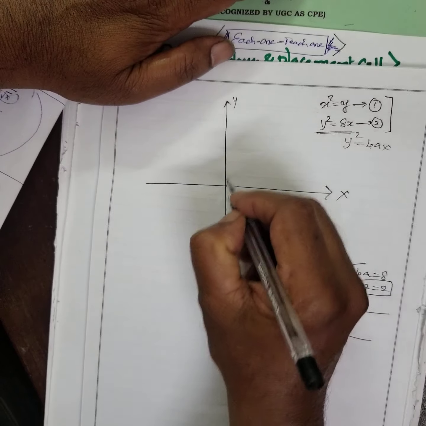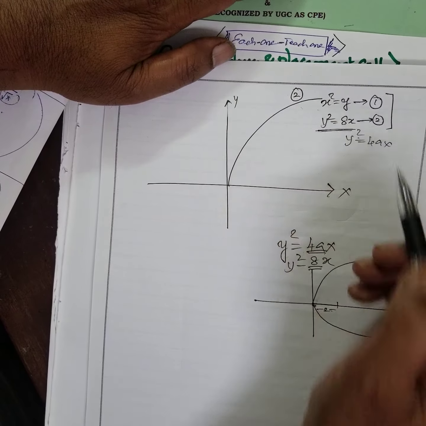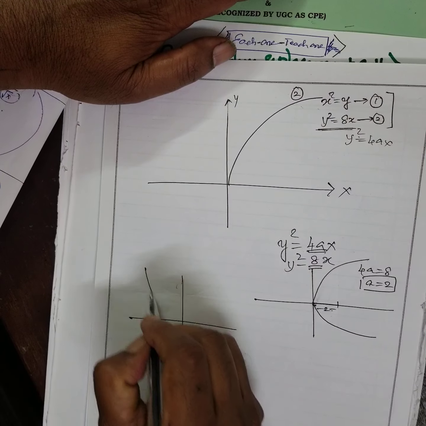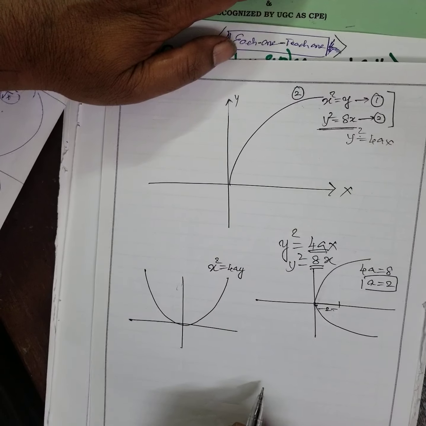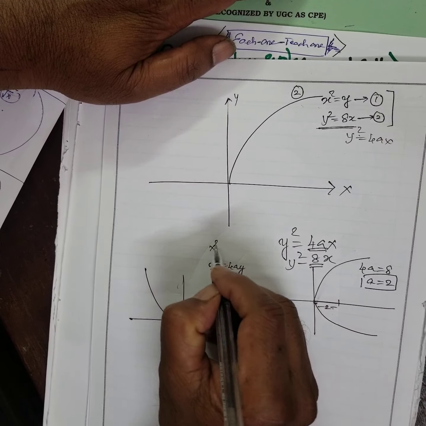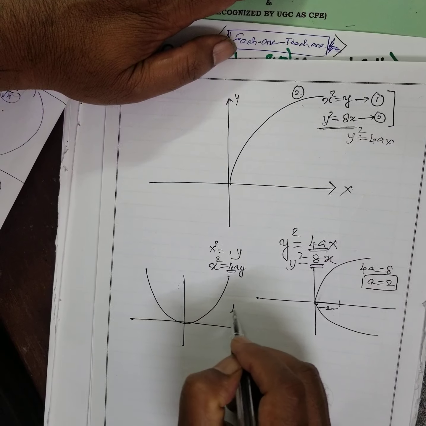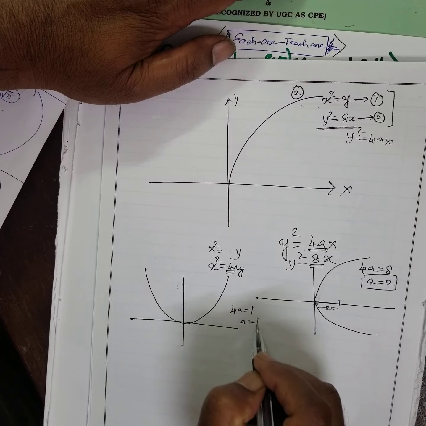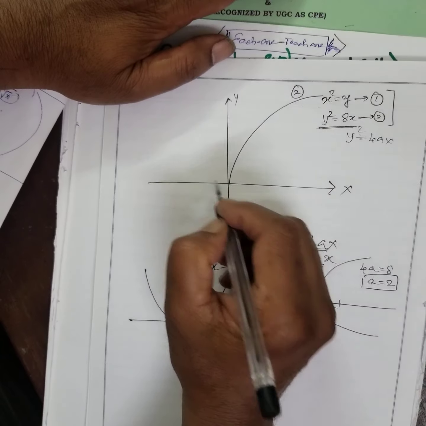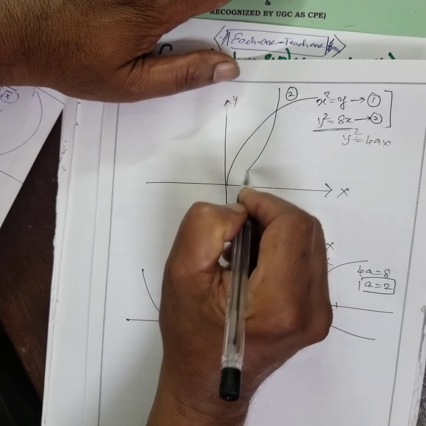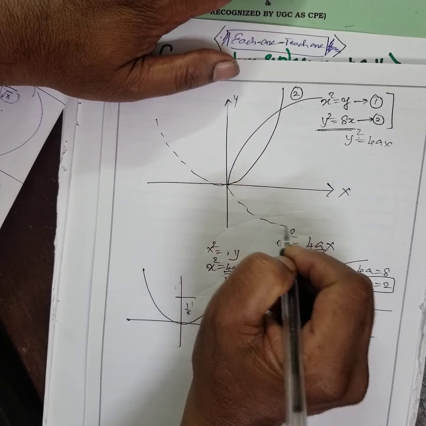Now, first I draw the curve like this. This is the second curve. Now, you know this curve also. This is called x square is equal to 4ay. Here x square is equal to y is given, so 4a is equal to 1, or a is equal to 1 by 4. Therefore, the curve for this will be like this. You understood? This is the curve, and for this is the curve.